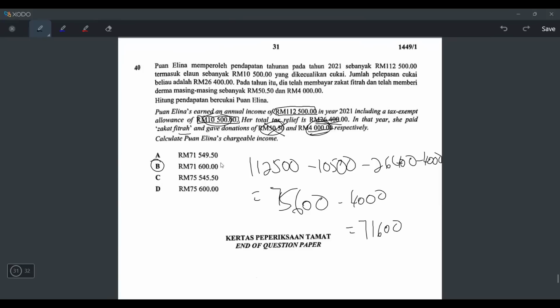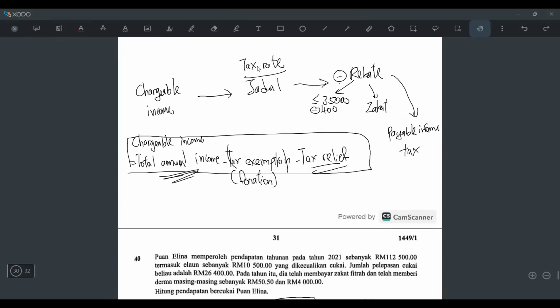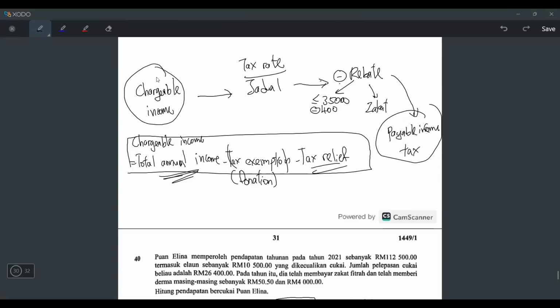Okay, let me explain lagi detail. If you look at the chart I show you just now, this is the step to find cukai pendapatan. Payable income tax means cukai yang perlu dibayar. So how to find it? Get your chargeable income ataupun dalam bahasa Melayu pendapatan bercukai. And how you get it? Take the income minus tax exemption, tax relief, and then refer jadual minus rebate. But rebate got dua jenis. If your chargeable income less than or sama dengan 35,000, you have to minus with 400.